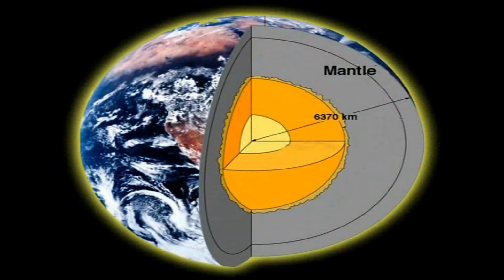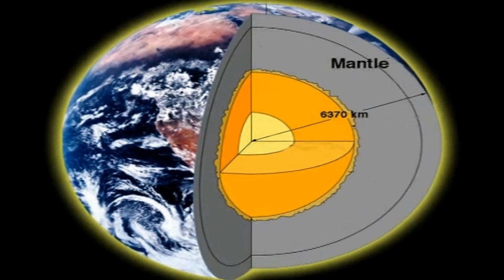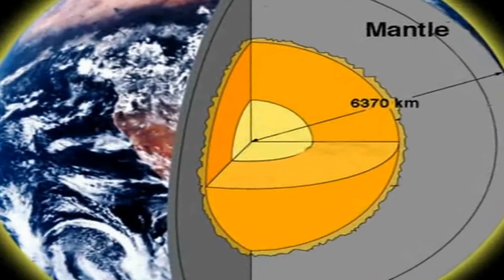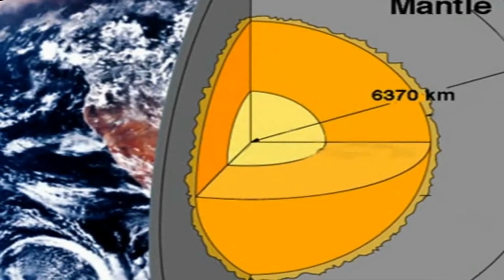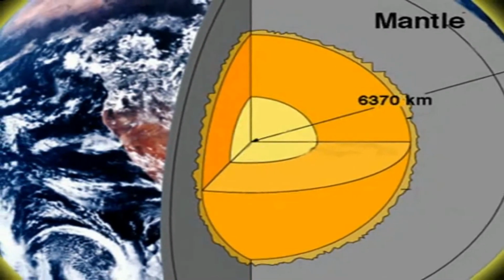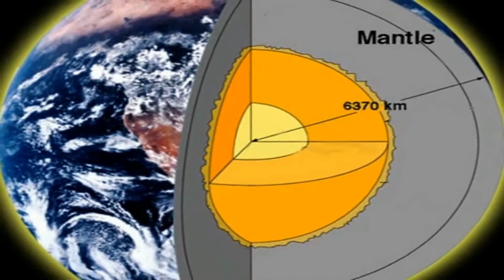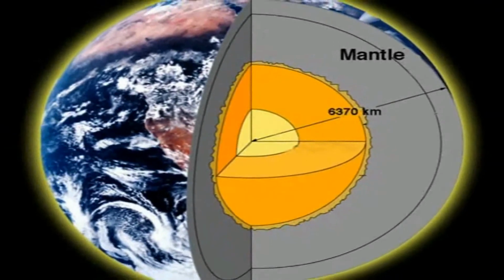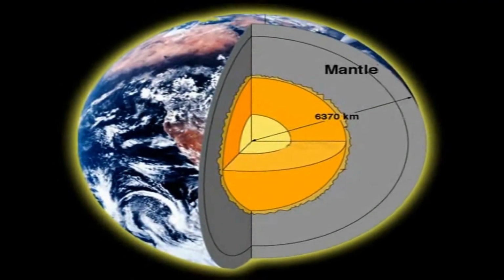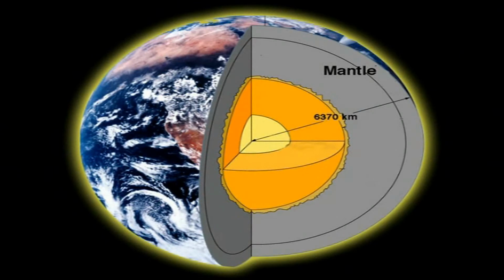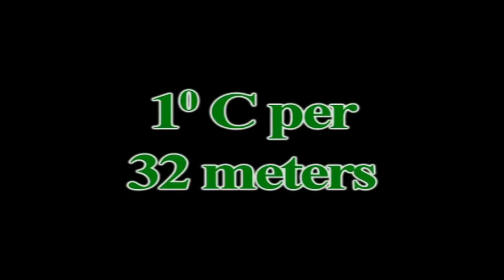Let us understand some more details in common about the structure of the earth. From the top of the earth's surface to the center, the earth has a distance of 6,370 kilometers. Temperature and pressure increase with the depth, where the rise of temperature is on an average of something like 1 degree Celsius for every 32 meters of descent.